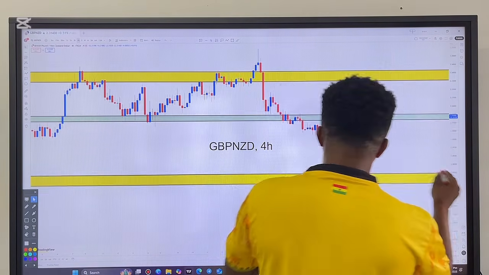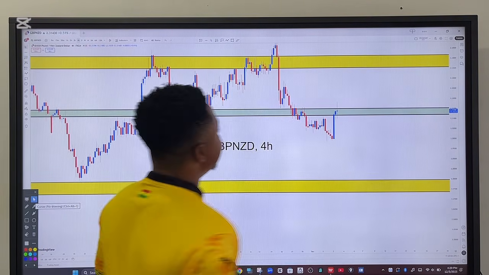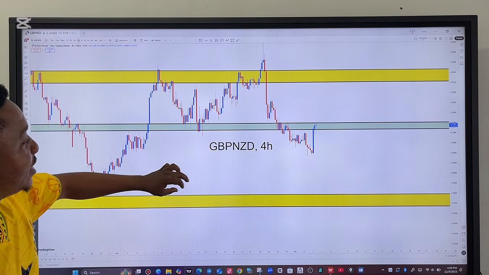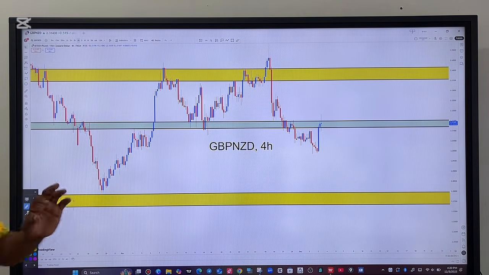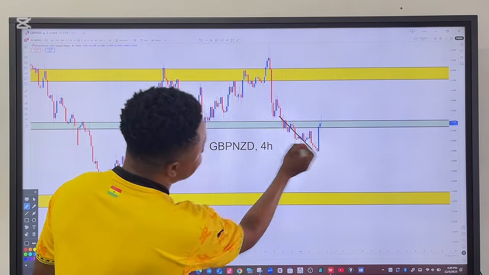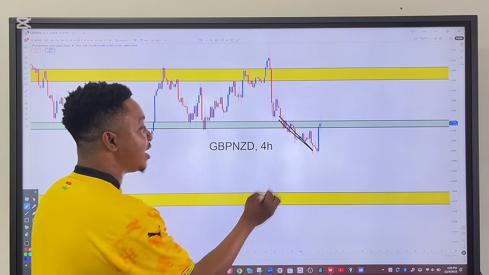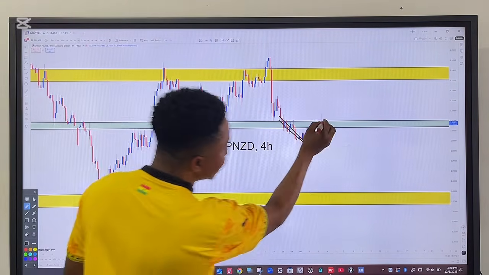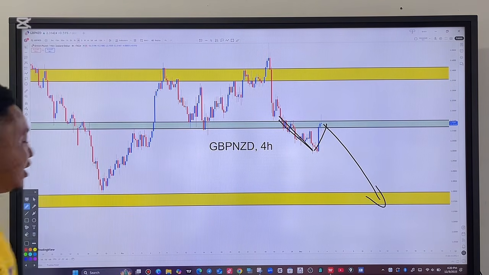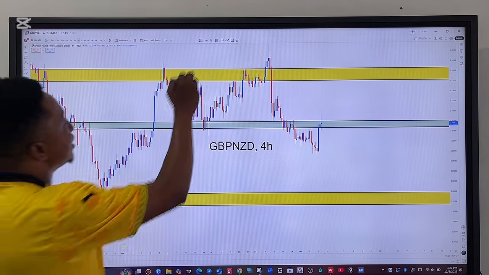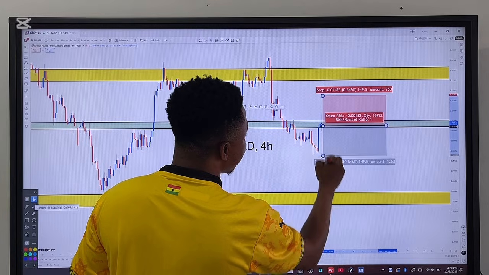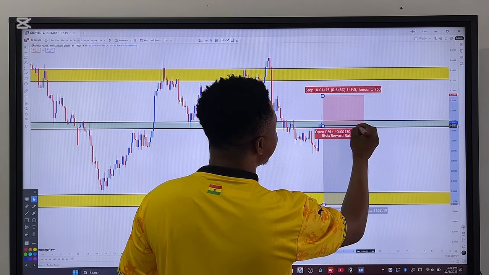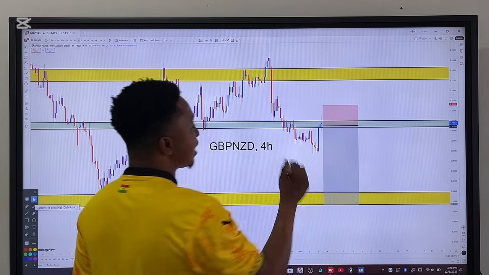Alright, so this is the 4-hour time frame of GBP NZD. Let's explain the 4-hour time frame very quick. On the 4-hour time frame, we are seeing what? A downtrend. So this is a push to the downside. This is an exhaustion as retest. We are expecting a continuation move further to the downside. So over here, this is exactly what we want. We want to sell back to the weekly support before the overall direction sets in.